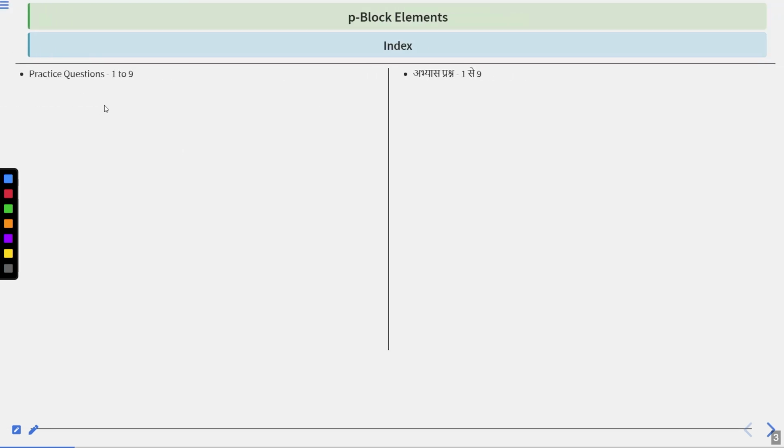So this is our index slide. We are going to see some practice questions from question number 1 to question number 9. Let's start with question number 1.